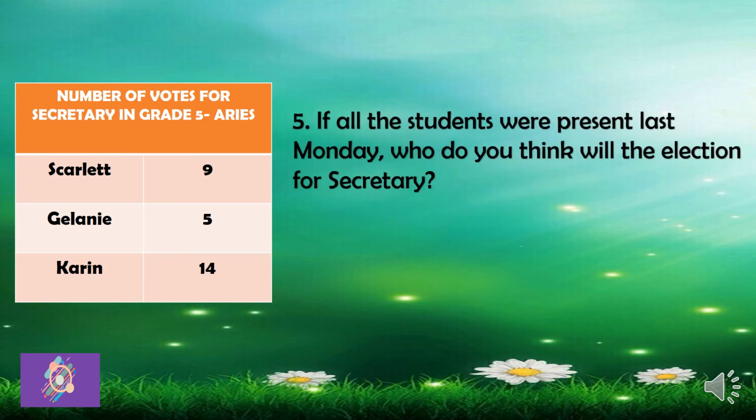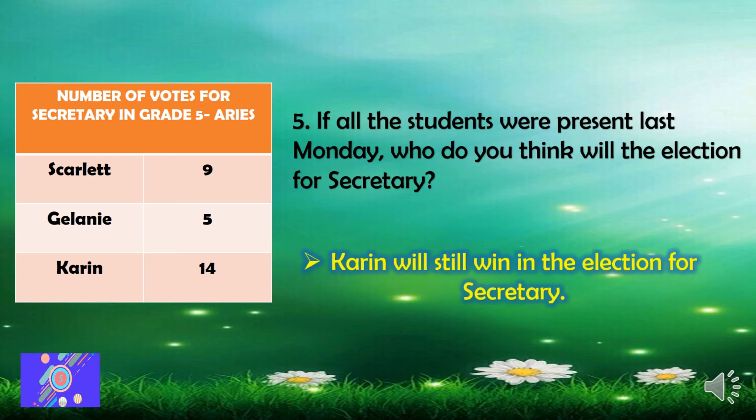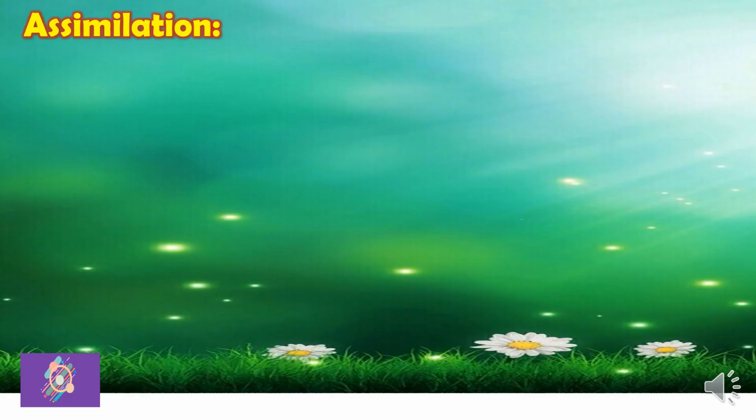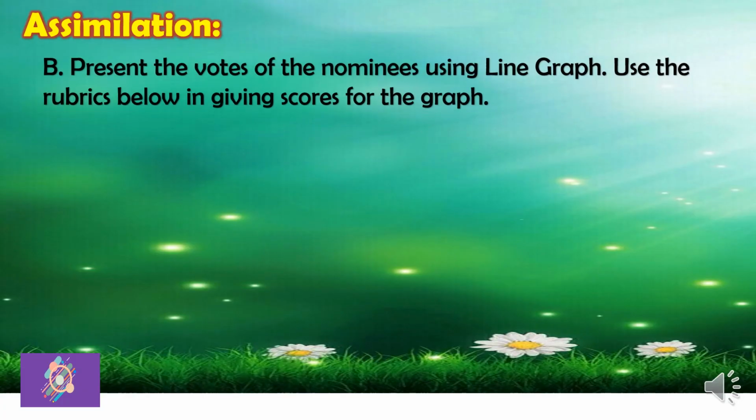And to continue for question number 5, if all the students were present last Monday, who do you think will win the election for secretary? Okay, so the answer is Karin will still win in the election for secretary. For the simulation, for letter B, present the votes of the nominees using a line graph. Use the rubrics below in giving scores for the graph.